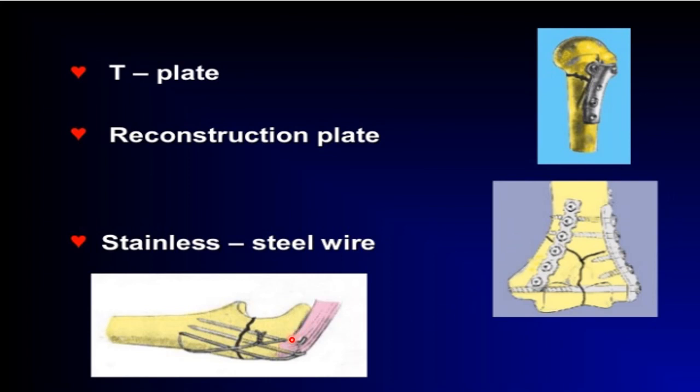Here you see a figure of 8 stainless steel wire anchored across K wires passed in the fracture of the olecranon of the elbow, and these steel wires are being used to compress the two ends together.